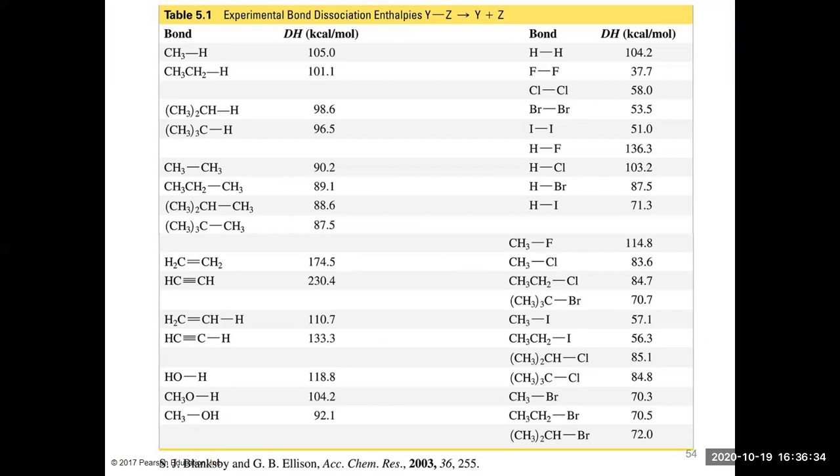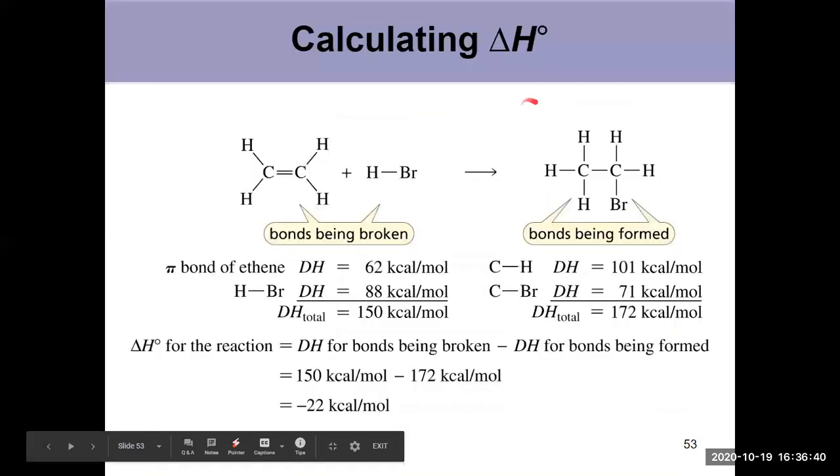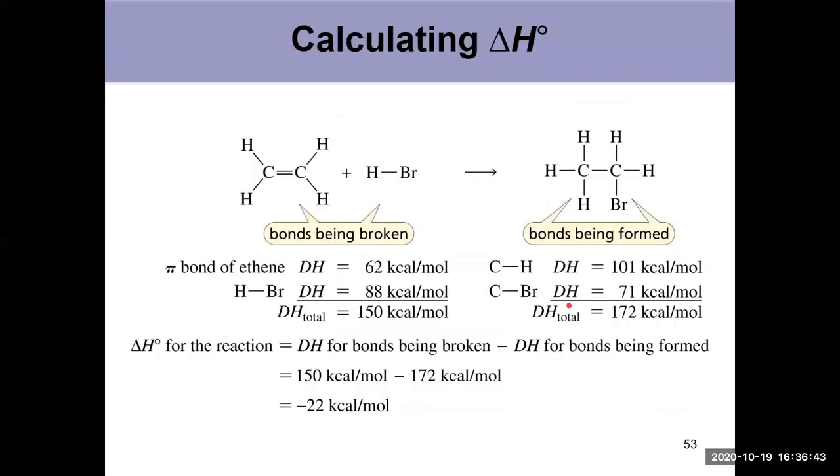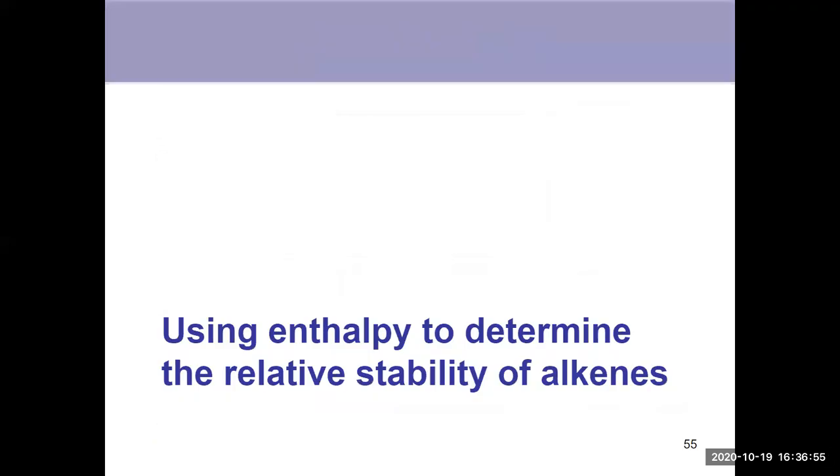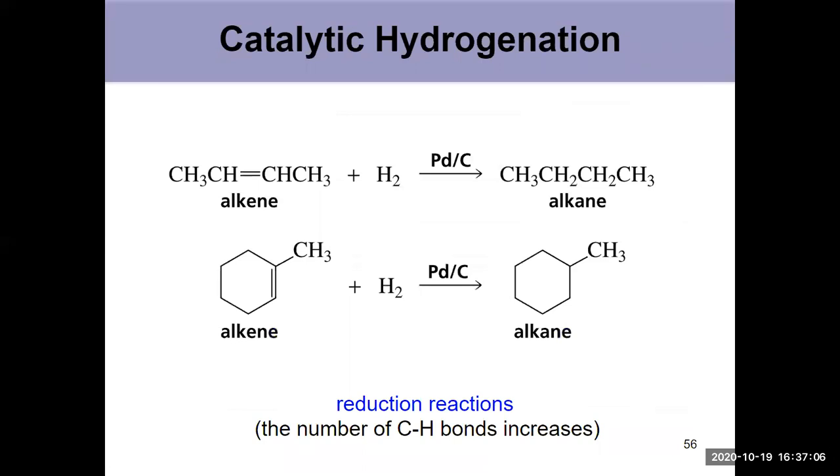Okay. And here's an example of a bunch of bond dissociation enthalpies. You add those up to find the value, as we did here on slide 53, for a molecule as a whole. Not something that you would necessarily be asked to do on a test, but it's something that's done using those bond dissociation enthalpies to determine the relative stability of alkenes, as I alluded to at the beginning of this video. And this is specifically done with reactions that are known as catalytic hydrogenation. And it's right there in the word hydrogenation. It's adding hydrogen to an alkene.